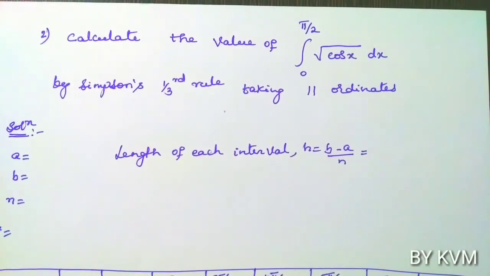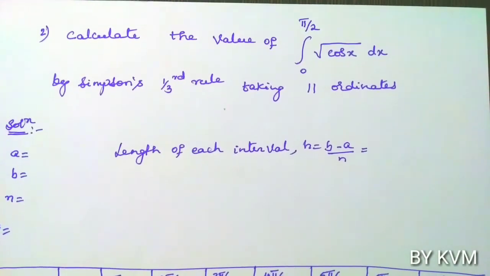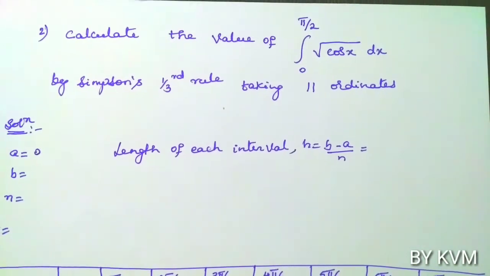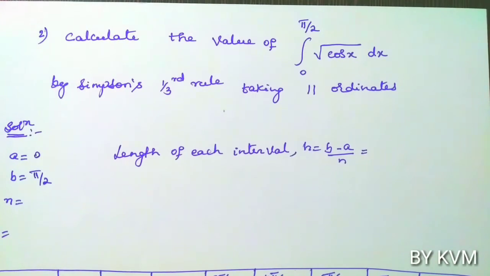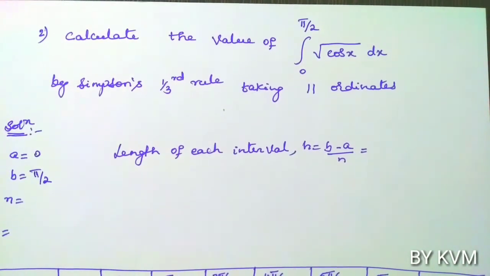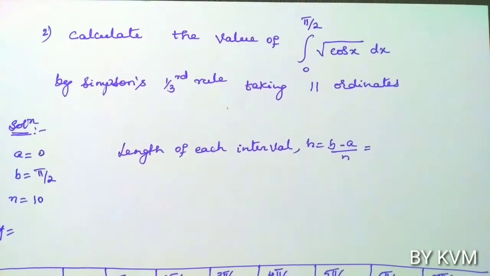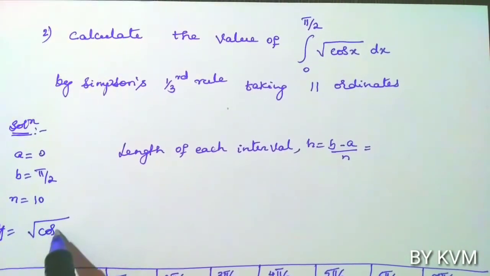Second problem, calculate the value of integral 0 to pi by 2 square root cos x dx by Simpson's 1/3 rule, taking 11 ordinates. So here lower limit is 0, so a equals 0, then upper limit is pi by 2, so b equals pi by 2. So we have to divide the interval into 11 ordinates. So 11 ordinates means we get 10 equal intervals. So n equals 10. So given function y is the function inside the integral sign, that is square root cos x.